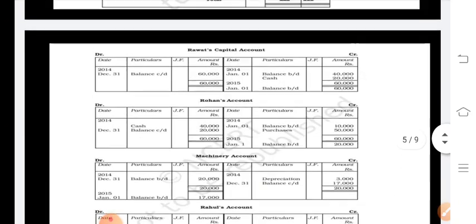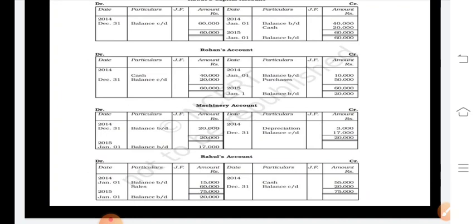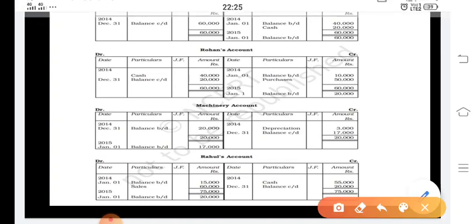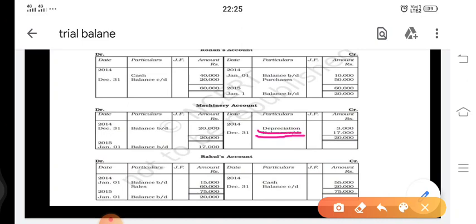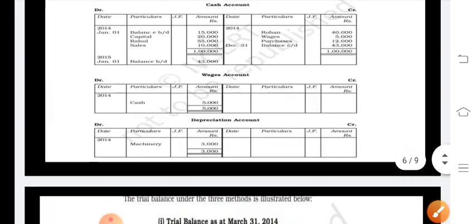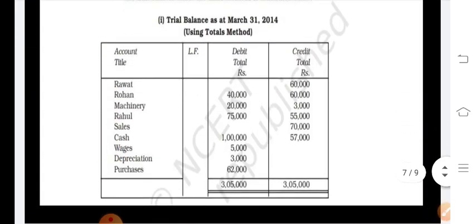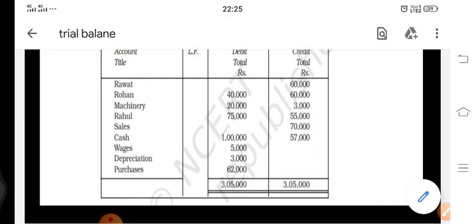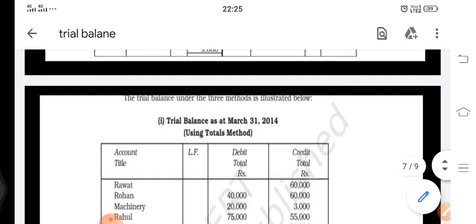Moving towards the next account, and the next account is the machinery account. Balance brought down 20,000 and depreciation 3,000. Depreciation at credit, balance at debit. And balance carried down, again we'll have to hide this because we do not want balances. So we can say that the credit total is 3,000 and the debit total is 20,000. So we'll present only this amount in our trial balance. Here we have machinery, debit 20,000 and credit 3,000.